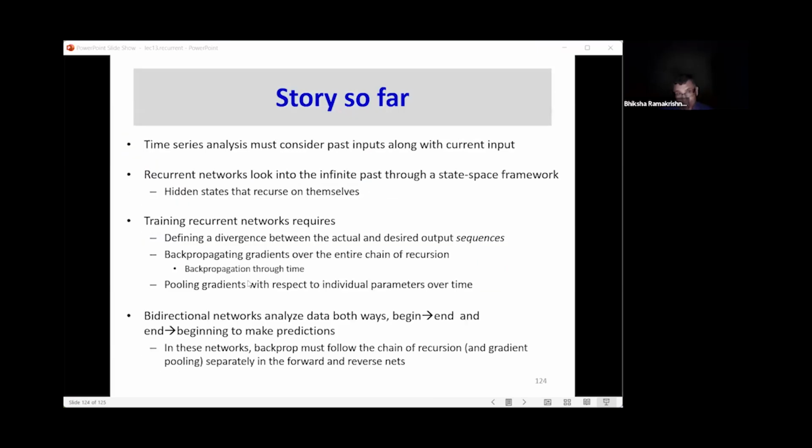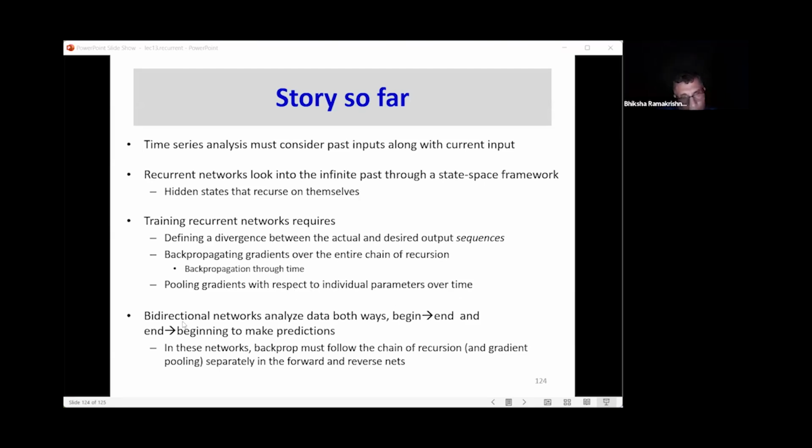And so to summarize today's lecture, time series analysis must consider past inputs along with the current input. Recurrent networks look into the infinite past through a state space framework. These are hidden states that recur on themselves. Training recurrent networks requires defining a divergence between the actual and desired output sequences, and backpropagating gradients over the entire chain of recursion. This is backpropagation through time, and pooling gradients with respect to individual parameters over time, because the unrolled network is a shared parameter network.